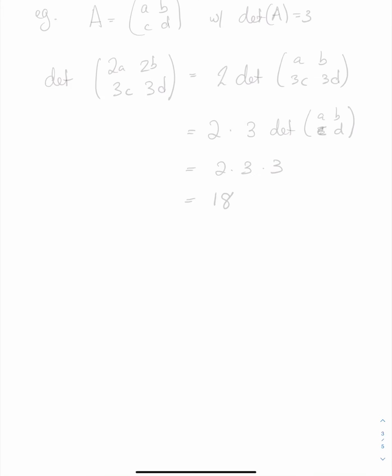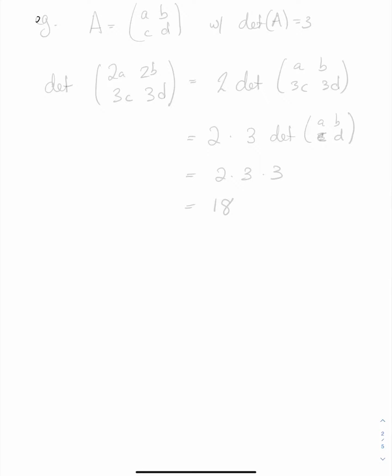Let's do an example. Say A is equal to the matrix with rows a, b and c, d. And say for some reason we knew that the determinant of A is equal to 3. Then what would be the determinant of the matrix with rows 2a, 2b and 3c, 3d? Let's work through this. Notice the first row is scaled by a 2, and the second row is scaled by a 3 from our original matrix A.